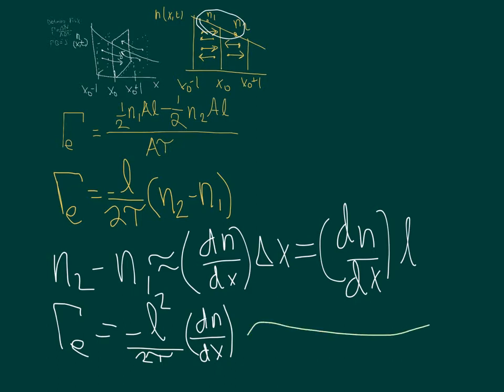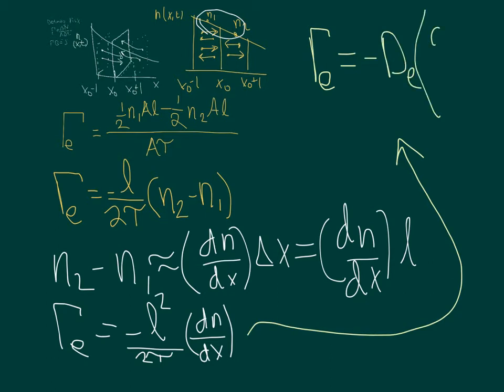We can now arrive at Fick's first law, which states that the net electron flux, gamma sub E, at a position x is proportional to the concentration gradient and the diffusion coefficient D sub E, where the constant D sub E is equal to L squared over 2 tau.